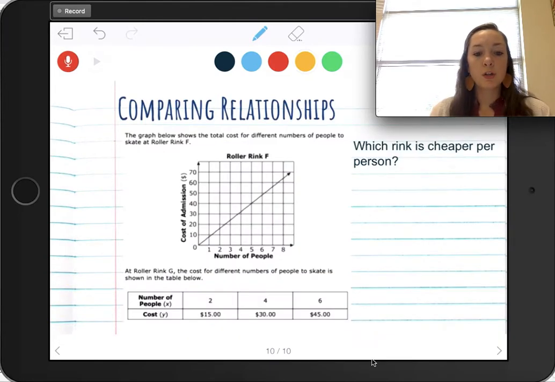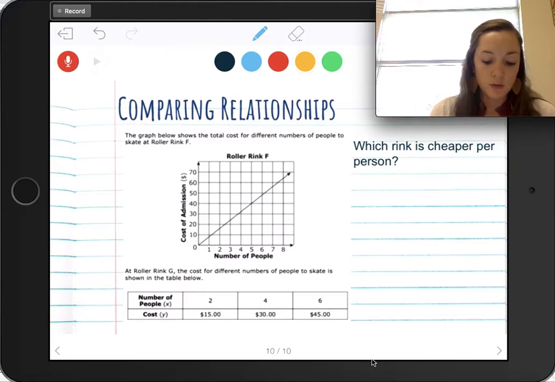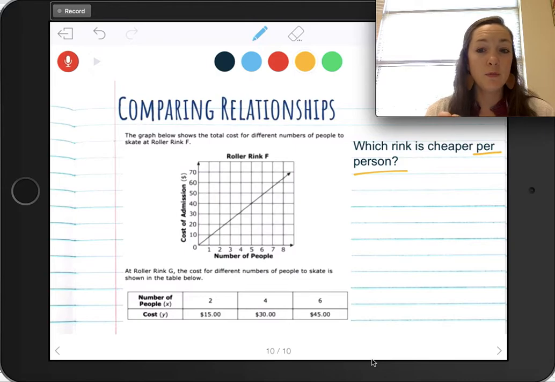And one more, you have a table now and a graph. So the graph below shows the total cost for different numbers of people at roller rink F. All right? Roller rink G, the cost is shown in the table. Which rink is cheaper per person? You see this, per person. That tells me I'm finding unit rate. In a graph, we can find unit rate, or the amount for one, by finding our constant of proportionality.